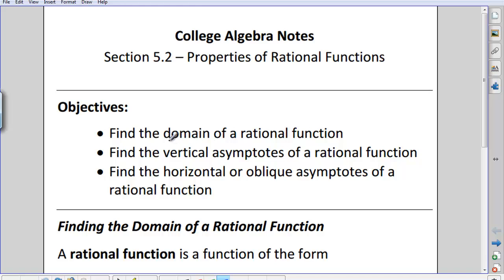We'll talk about how to find the domain of a rational function. Also look at what are called vertical asymptotes of a rational function, also horizontal and oblique asymptotes. So some new words there, some things that you may not be familiar with, especially that word asymptote. So we'll get to that pretty soon and see what that's all about. But first, let's define our rational function.